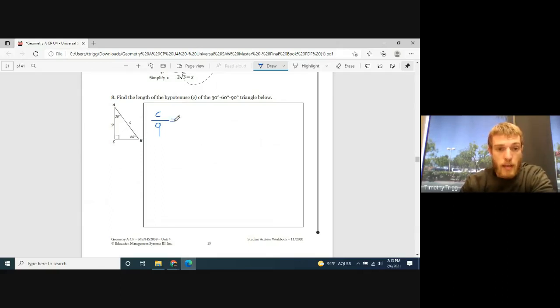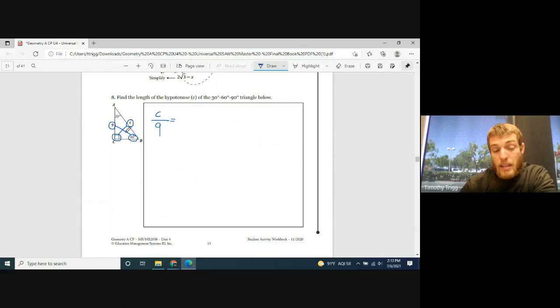Now, what I want you to think about is what's opposite from what. So for where my C is, what's opposite from the C? Is it the 30, the 60, or the 90? Well, it's the 90 in this case. You see that? So C is the hypotenuse in this case. What's opposite from the 9? Is it the 30 or the 60? Well, it's the 60.